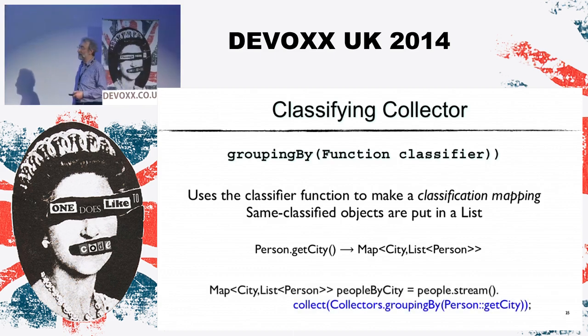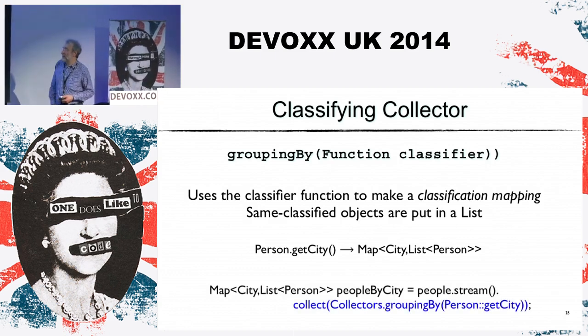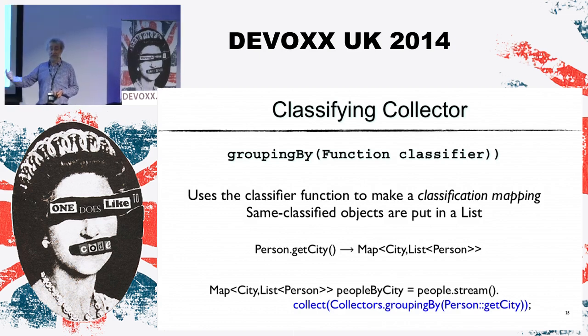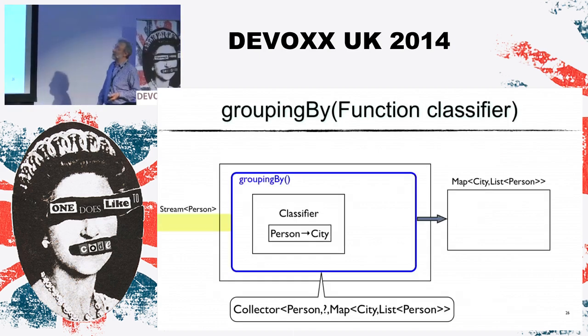Here's what the code would look like for that. The map is what I've called peopleByCity, and I'm streaming the person list here and collecting it into groupingBy collectors created by this factory method. And the classification function is Person::getCity. I'm using the method references in Java 8. You can think of it as a lambda if you want to. It's a function which takes each person to the city they live in. So here's the diagram for that.